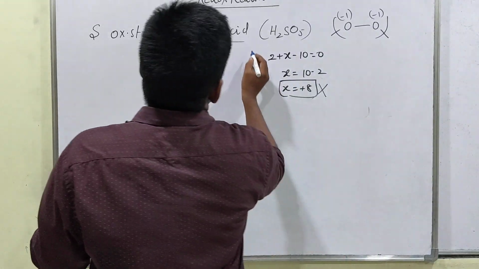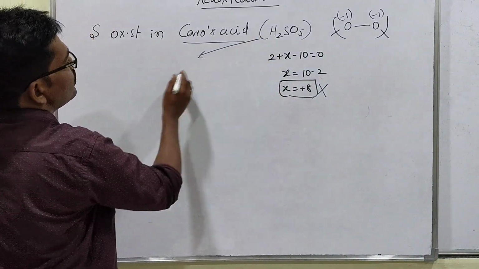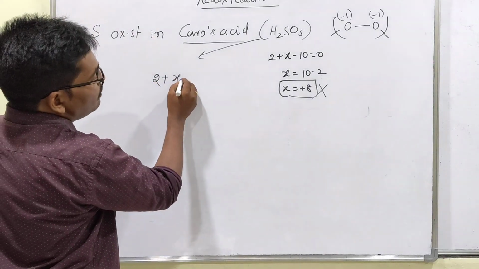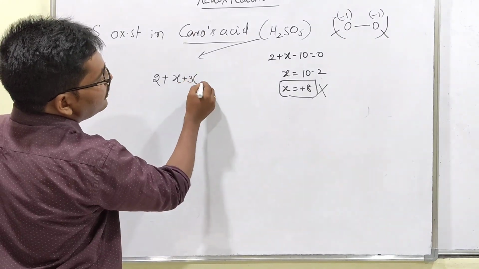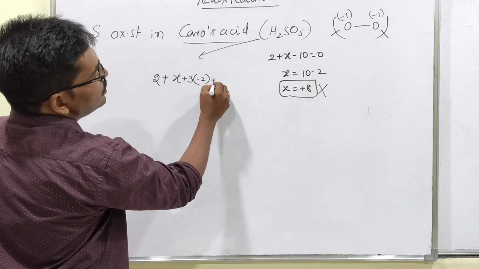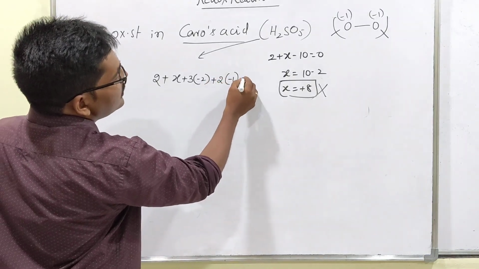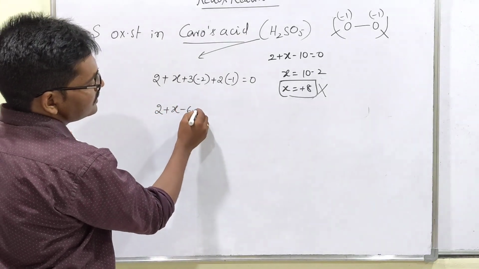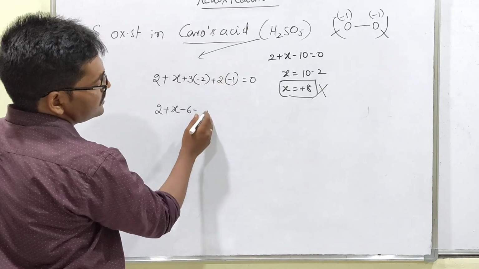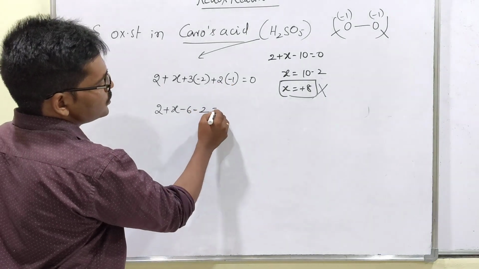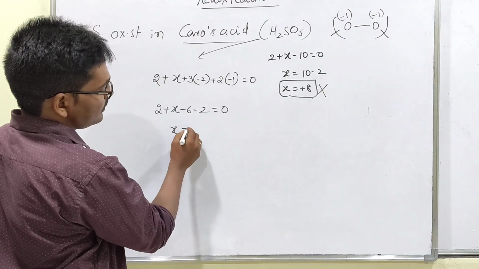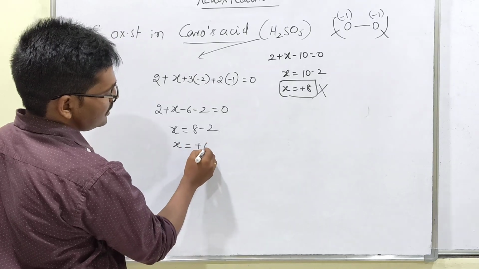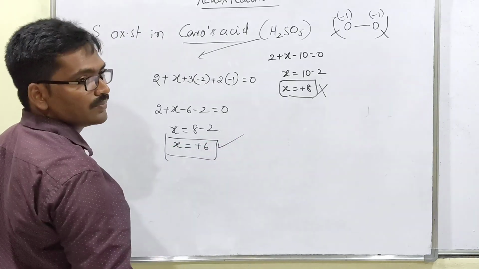So how do we find out? By using the same formula. Look at it. 2 hydrogen atoms, 2, plus sulfur x, plus 3 oxygen atoms with -2, plus 2 oxygen atoms with -1, equals 0. Then 2 plus x minus 6 minus 2 equals 0. Then x equals +8 minus 2, then x equals +6. Now we got the exact oxidation state.